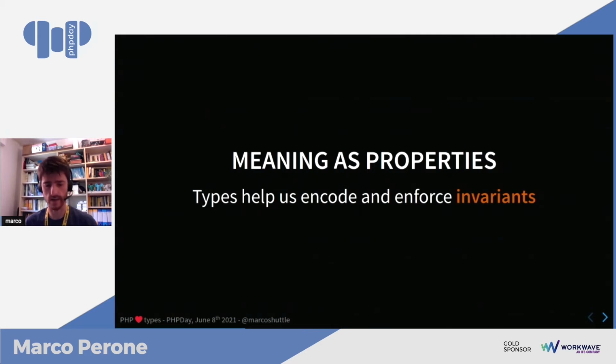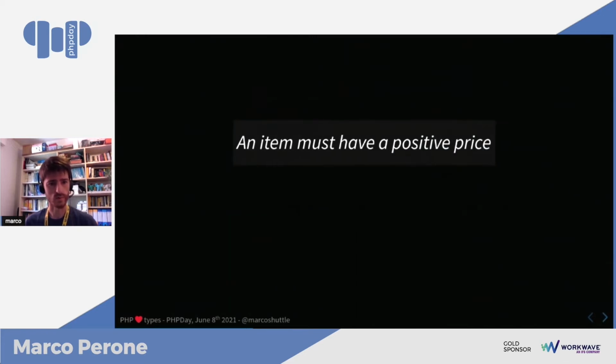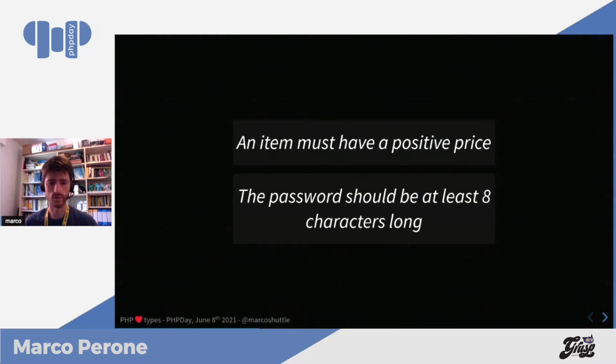we might like to have in our application, for example, we might like to state that an item in our e-commerce must have a positive price, or also we might like to ensure that the password in our application should be at least 8 characters long. These are properties, invariants, that we might want to have guaranteed to us by our system.